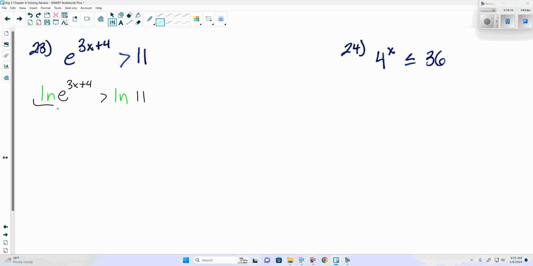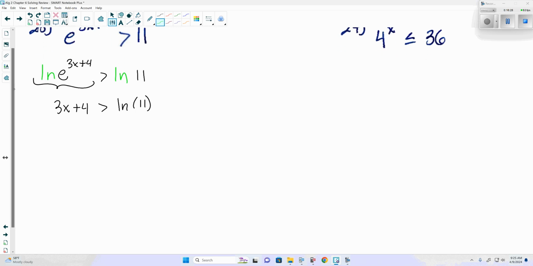Now ln of e to the 3x plus 4 is 3x plus 4, which is greater than the natural log of 11. The only numbers that simplify with the natural log nicely are e and 1. e and 1. Even though 1 appears twice, it's a different number.